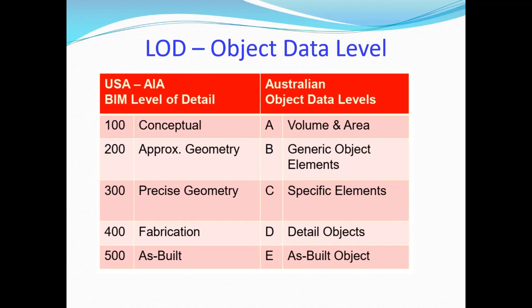In the US, they call it 100, 200, 300. In Singapore, we also use 100, 200, 300. But in Australia, they use A, B, C, D. Generally, the concept is the same for all of us: the level of detail a particular object contains. For example, a column. In the concept stage, the column may not have sizes. We only know there's a column, but we don't know the column geometry, that means we don't know the sizes.